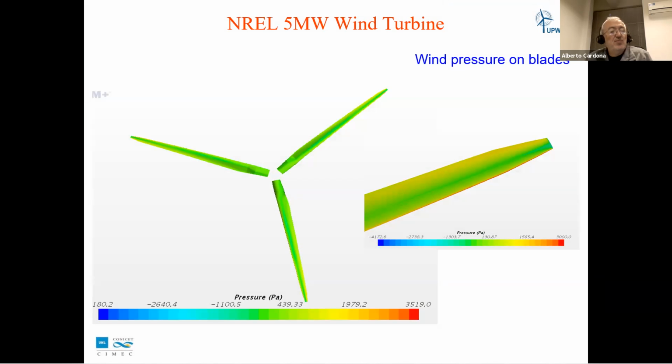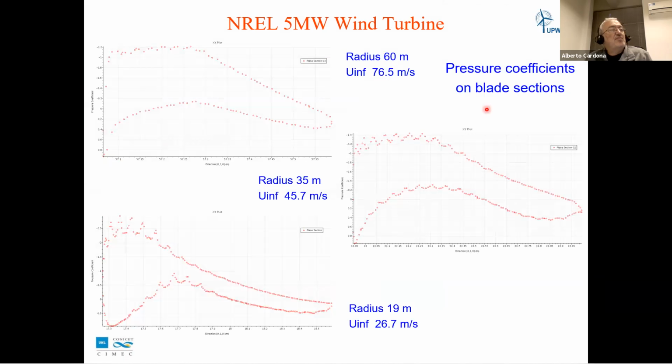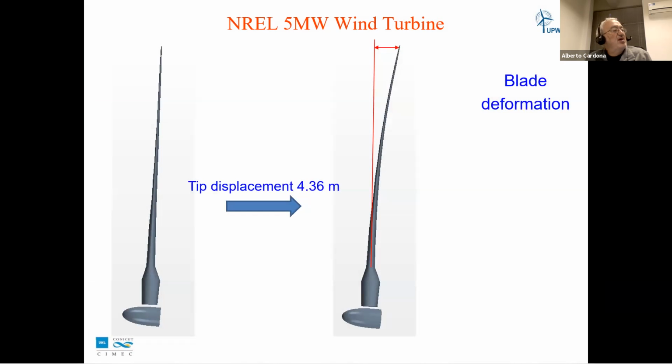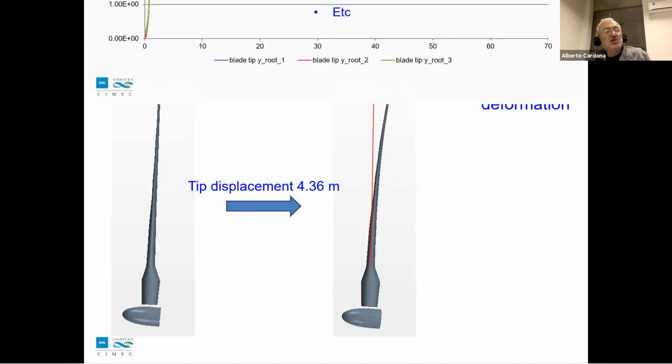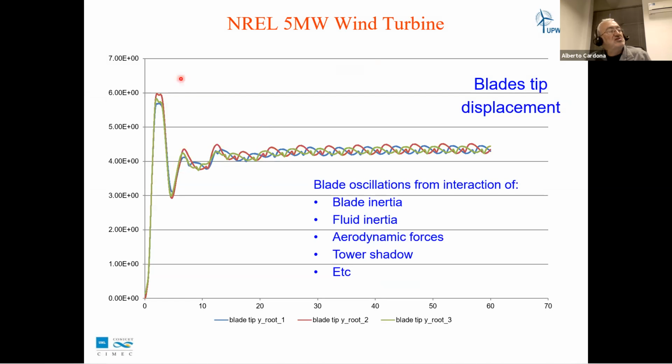These are the views of the wind pressure on the blades, the pressure coefficient on different blade sections. We see how the blades deform. This displacement is 4.3 meters, so the fluid mesh had to accommodate to this motion.